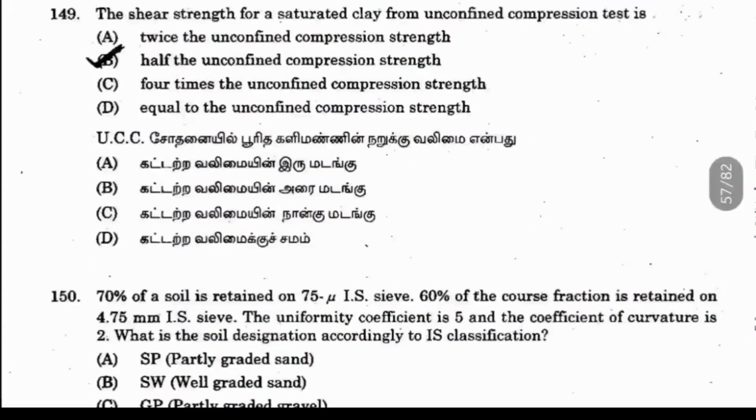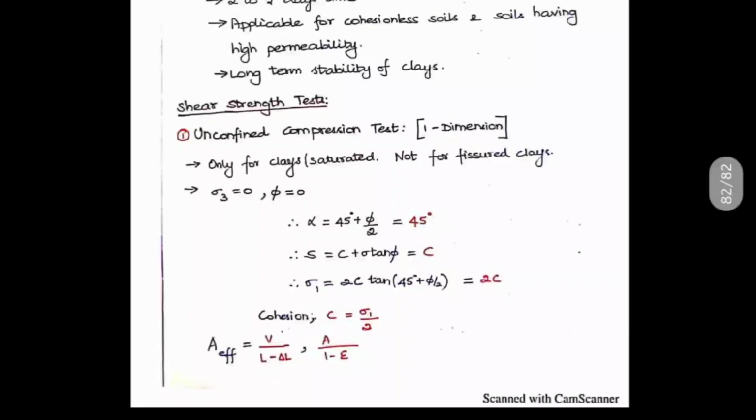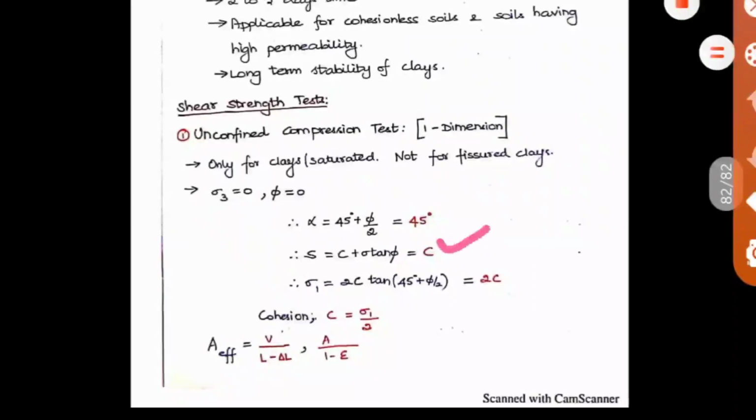149. The shear strength of a saturated clay from unconfined compression test is half the unconfined compression strength. This also we have studied in the shear strength. In the shear strength, for the first dimension, we will be using this unconfined compression test. Here the answer is given like this, that is the shear strength is equal to C plus sigma tan phi. For clays phi will be 0, so the second term will become 0. So shear strength will be equal to the cohesion.